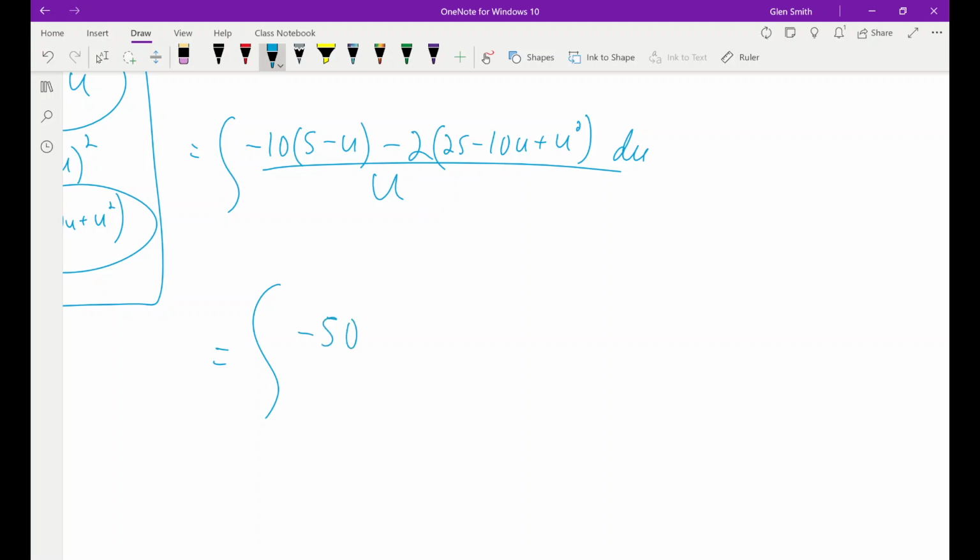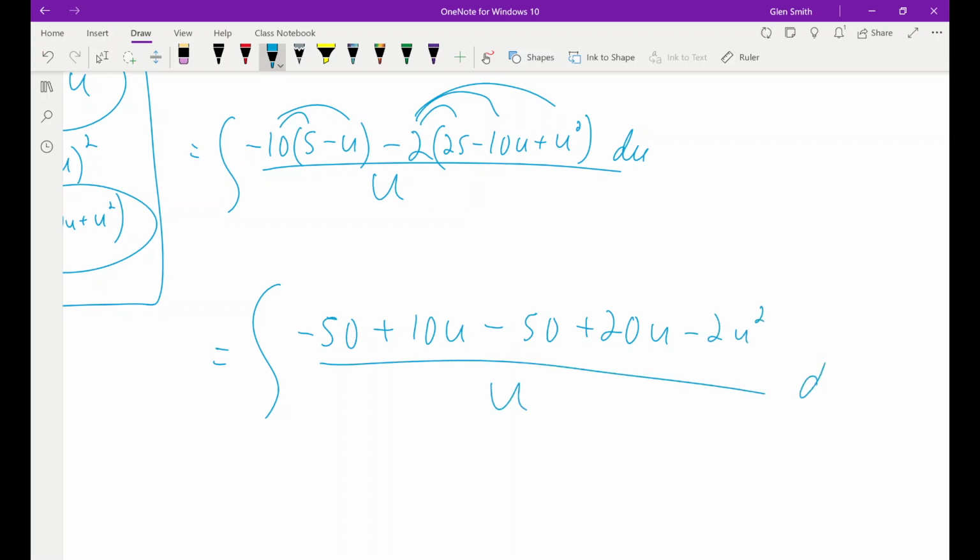So this is negative 50 plus 10u, if you distribute this into there, right? Negative 50, plus 10u, minus 50 plus 20u, right? Minus 50 plus 20u minus 2u squared. And that's all over u with a du at the end. And we can only combine a couple things here.